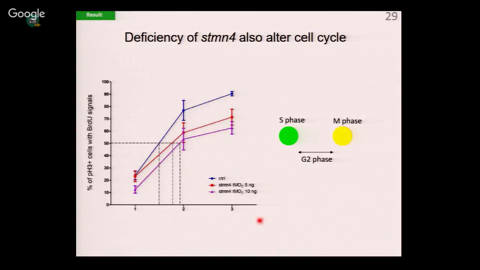We can see control treatment had the shortest time duration from S phase to M phase. This indicated that control treatment had the shortest duration of G2 phase. Similarly, the STEM4 knockdown treatment had a relatively longer duration of G2 phase. It suggested that the control of G2M transition by STEM4 is key to its maintenance of neuronal progenitor cells.